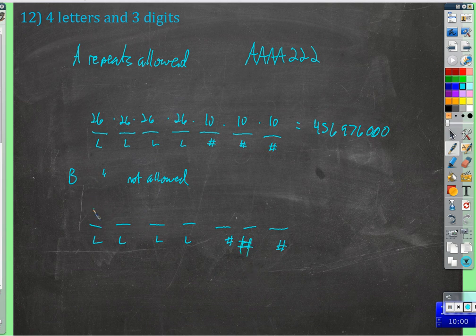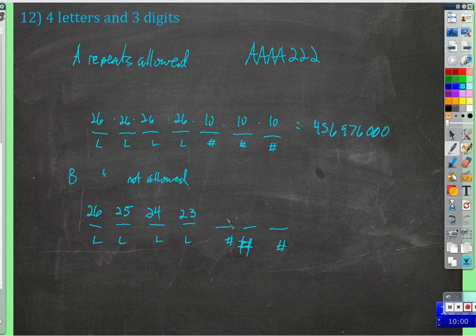Okay, first letter. Any letter is fair game: 26 choices. But now we cannot choose this letter, whatever it was. If we chose A, we can't choose A here. So that limits our choice by one, so we have 25 choices. Next, we have 24 choices. Next, we have 23 choices. Okay, so that's how many ways you can pick those four letters so that you don't get any repeats.